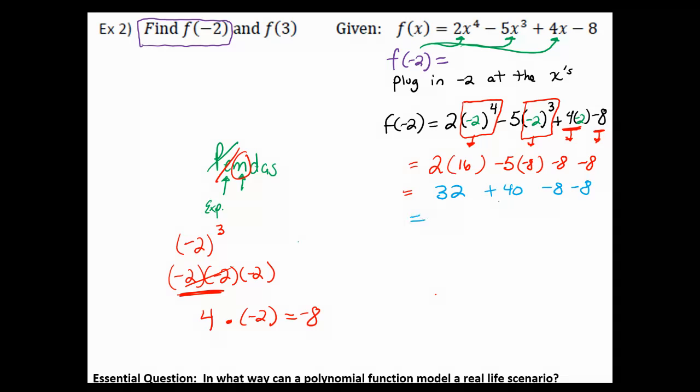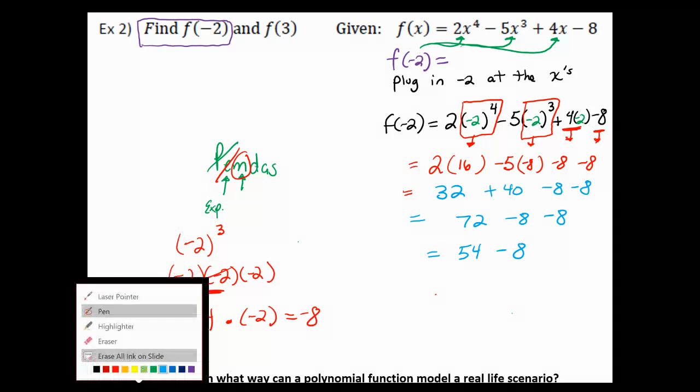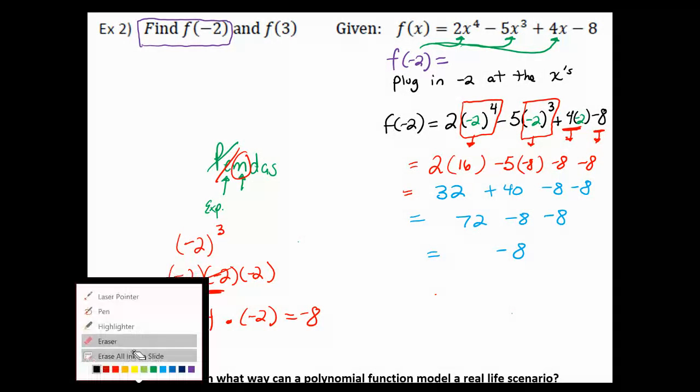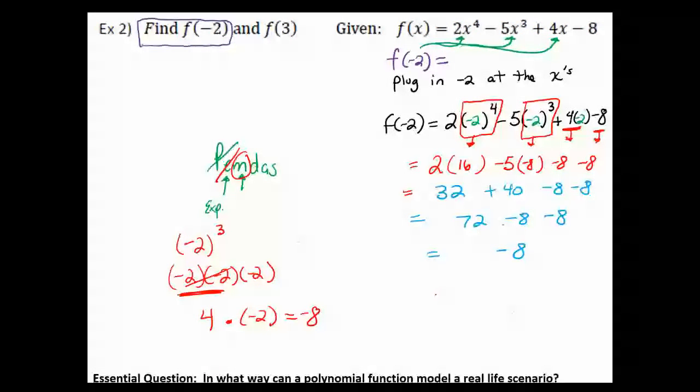Start over. 32 plus 40 is 72, minus 8, minus 8. 72 minus 8 is... ooh, sorry. Wait. I didn't mean 54. Start over. 72 minus 8 is 64.